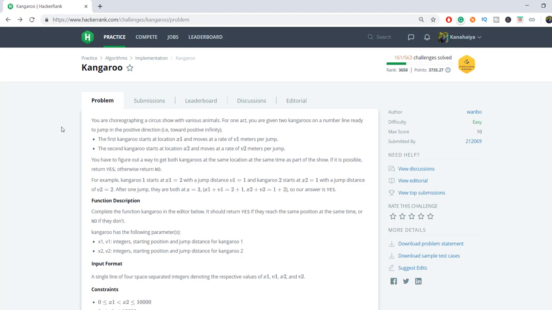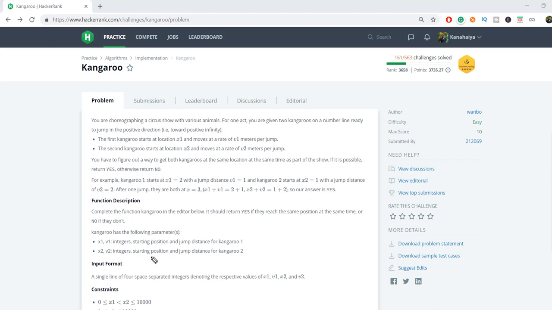Let's get started guys. In this problem, you are given two kangaroos on a number line ready to jump in the positive directions. The first kangaroo starts at location x1 and moves at a rate of v1 meters per jump. The second kangaroo starts at location x2 and moves at a rate of v2 meters per jump. You have to figure out a way to get both kangaroos at the same location at the same time as a part of the show. If it is possible, return yes, otherwise return no.